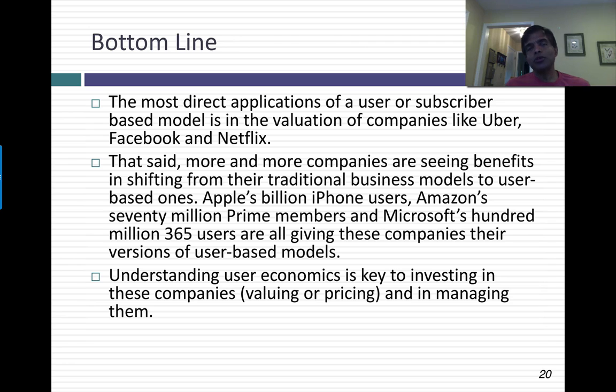So much of what we've talked about in the context of user and subscriber value can apply to companies that you might not think of as user and subscription-based companies. So it's a fascinating new place in valuation. And let's face it, as investors, we need to start understanding user-based value much better if we're going to invest in these companies. And if you're managers in these companies, you need to understand the value dynamics of the trade-offs you have to make as a manager and what's going to increase your value more.